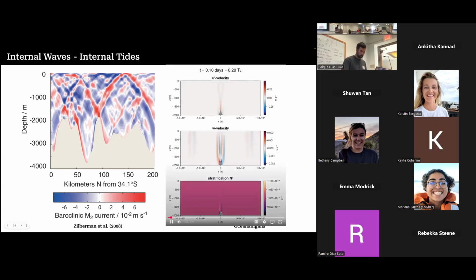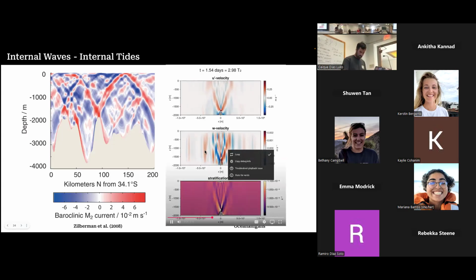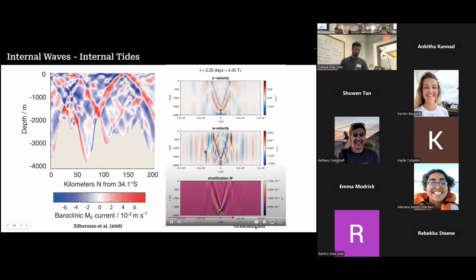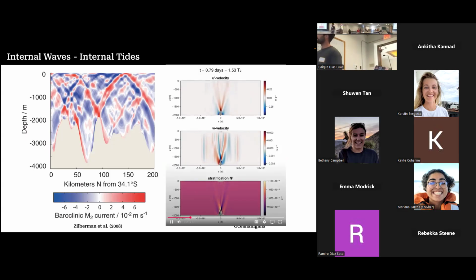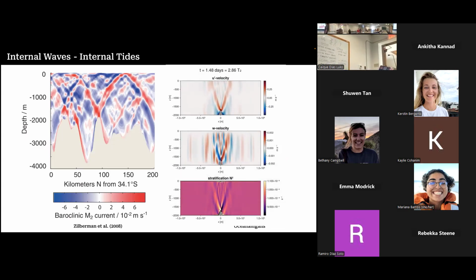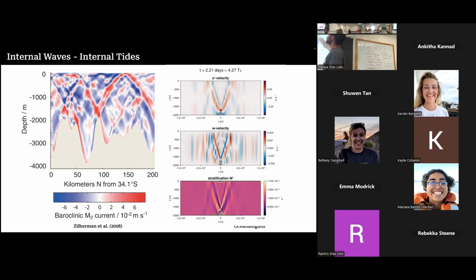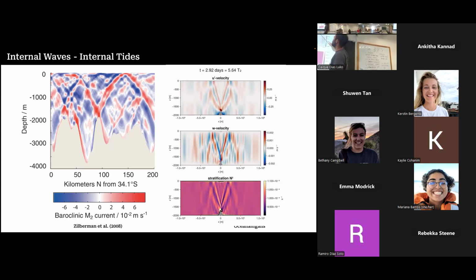And I'm going to show a video here. It's in loop, so let's start again. You start with the barotropic tide flowing above this topography. You have a lot of beams being generated. These are the internal tides.